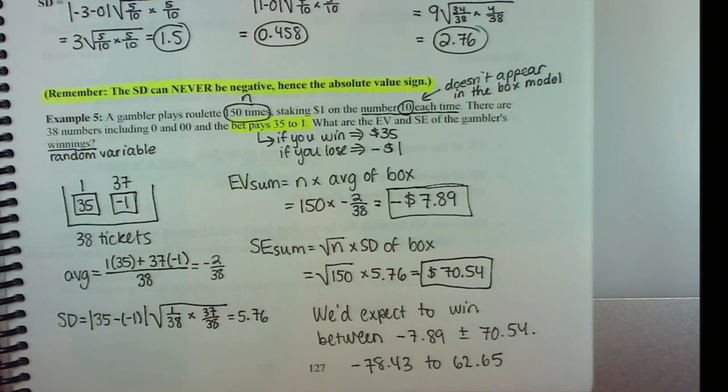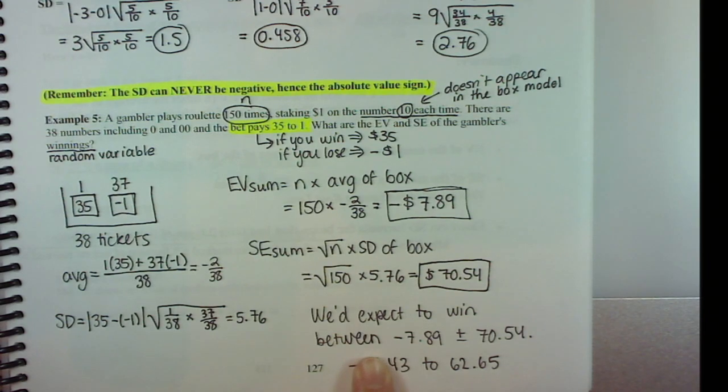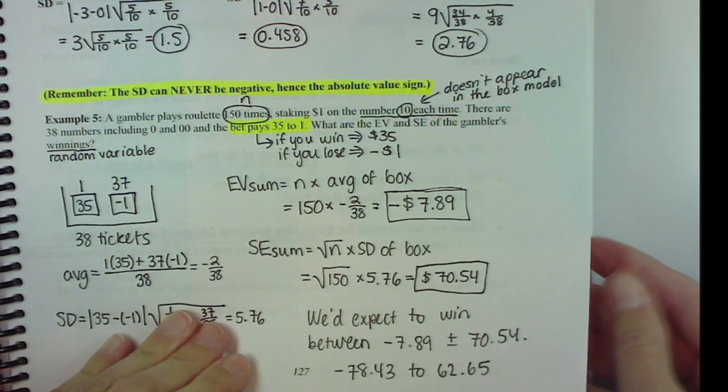But that's how you would interpret it. Because sure, anyone, just like a z-score, anyone can plug numbers into a formula. The question is, what does it mean? And that's exactly what it means. It's what are we expected to win, give or take what?